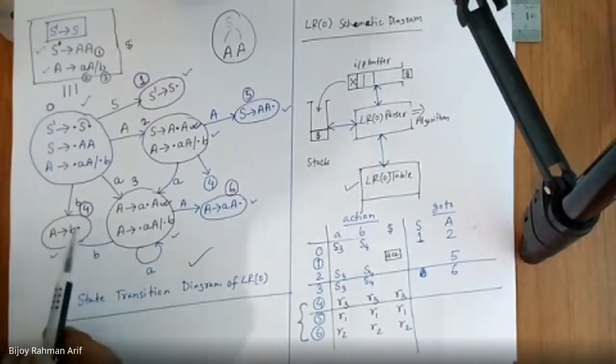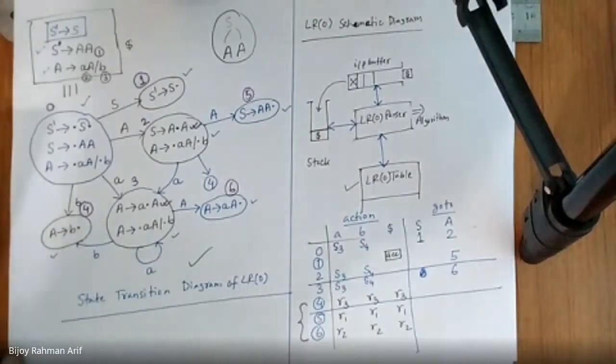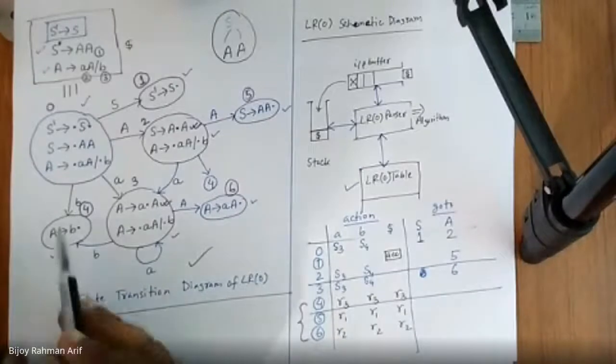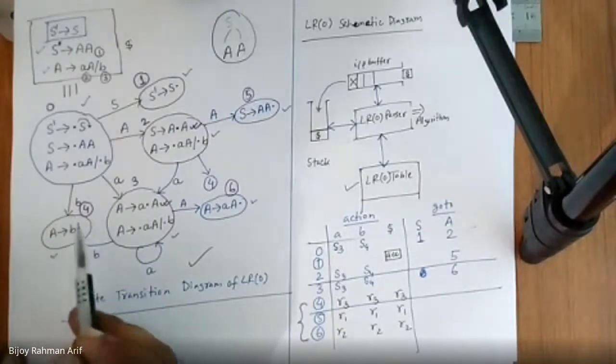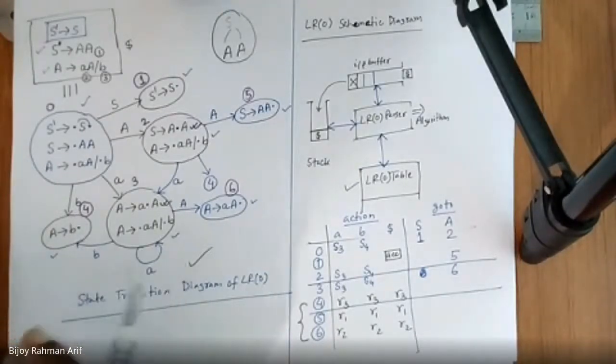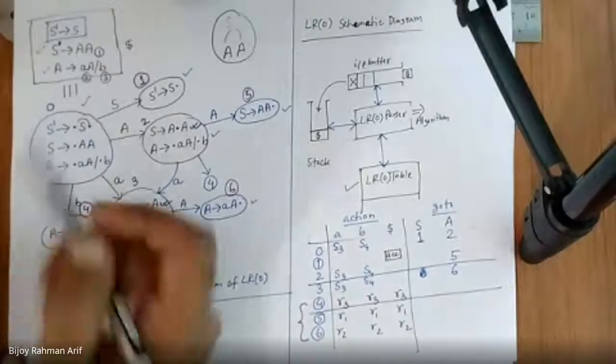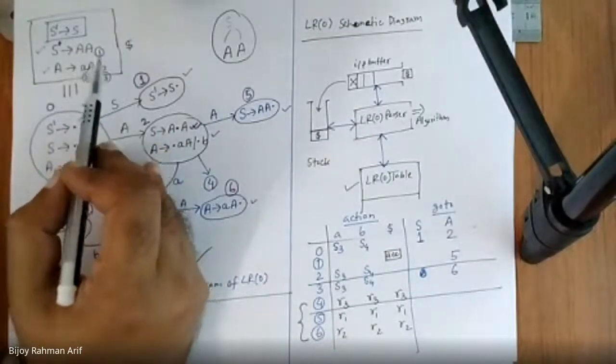Now let's go to state number 4. For filling the entries in the table, these are the final items. Final items are actually a representation of the reduction. And how do we do reduction? Using productions. So let's give the numbers of the productions.